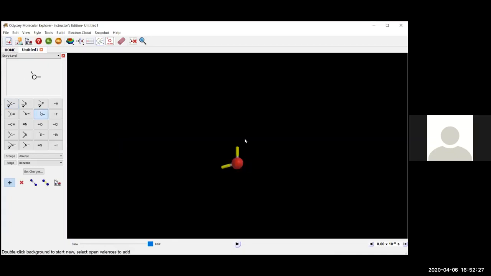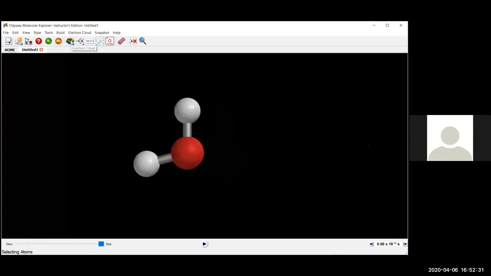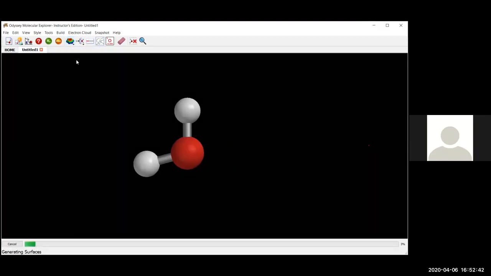So here's the water molecule. And he had shown you how to generate the polarity map for this molecule. I want to quickly look at the 2 other options in the menu. The first option is high density.